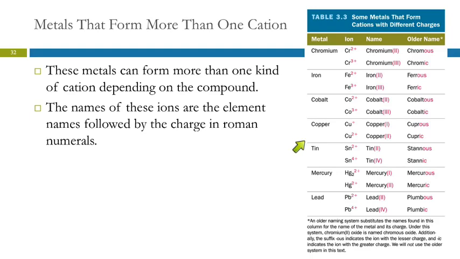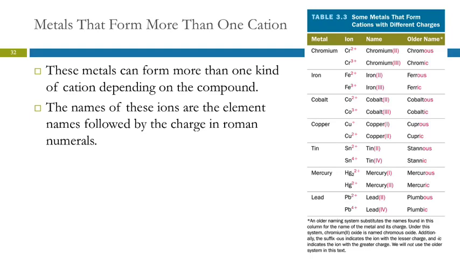So here's a chart from your textbook showing some of them. Here's chromium. Chromium can be +2 or +3. Iron can be +2 or +3. Cobalt +2 or +3. It's like, oh, well, there's a pattern here. No, copper +1 or +2. Tin +2 or +4. Okay, so they can form at least two different ions. So then we have to specify in their name which one we are talking about.